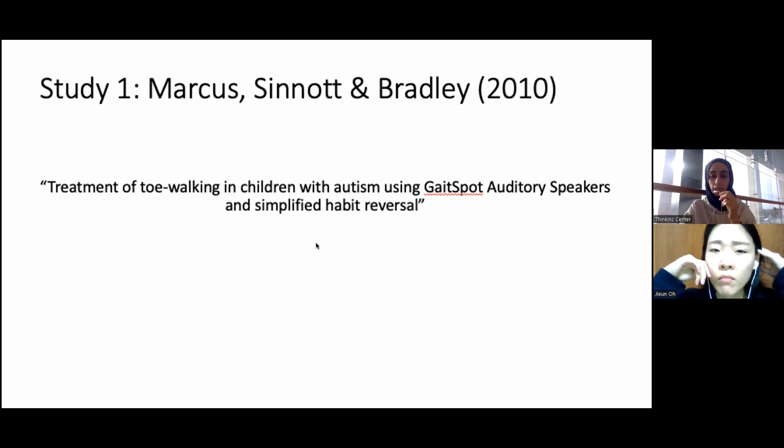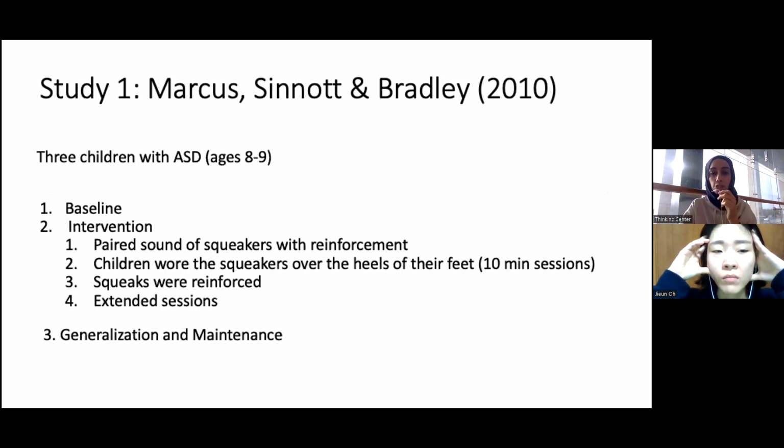the simplified version of habit reversal with the 3 components only. And the study aimed to examine the effectiveness of the simplified habit reversal procedure using differential reinforcement of incompatible behavior, so DRIs, and a stimulus prompt, which is the auditory squeakers, to reduce the frequency of toe walking and increase the frequency of correct heel to toe walking in 3 children with autism. So the 3 children in the study were diagnosed with ASD, and their ages were between 8 and 9.